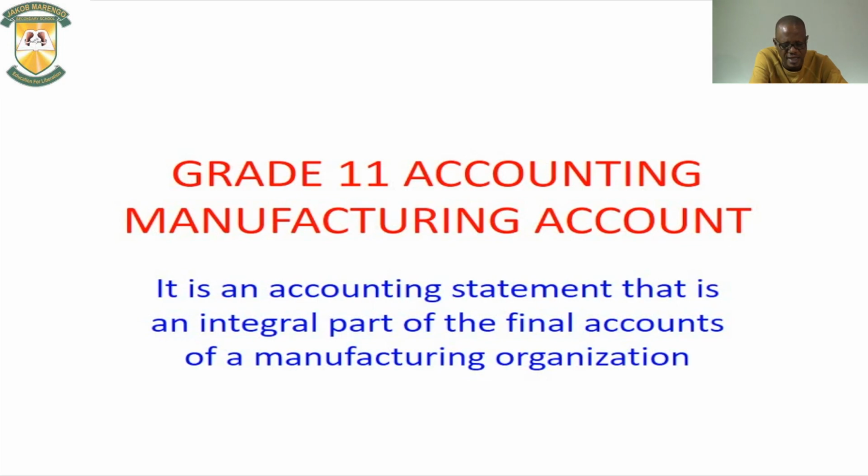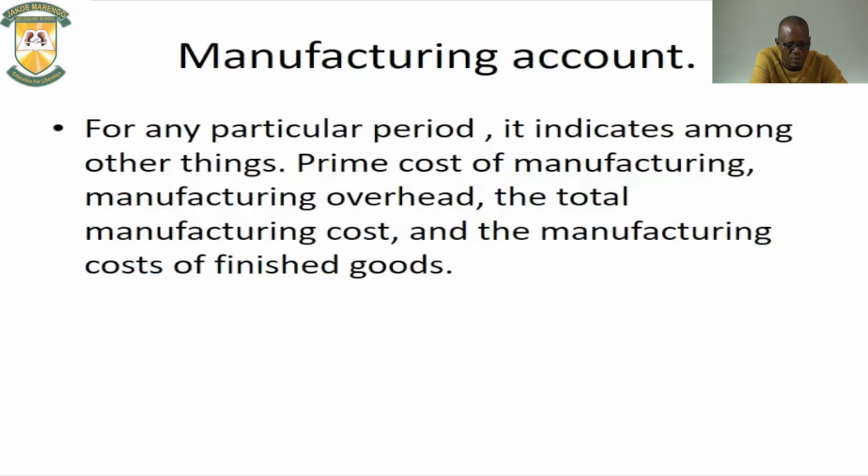Just like the one we did earlier, before rather, trading account, what is the purpose? It's just to determine the gross profit. What is the profit and loss? To determine the net profit. But in this case, it is to determine what? The cost of finished goods. Because if you don't have a manufacturing account, there's no way you can determine the cost of your goods.